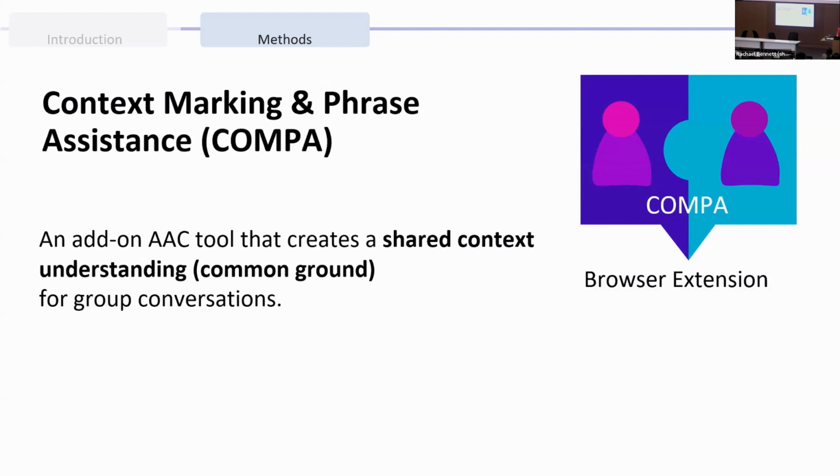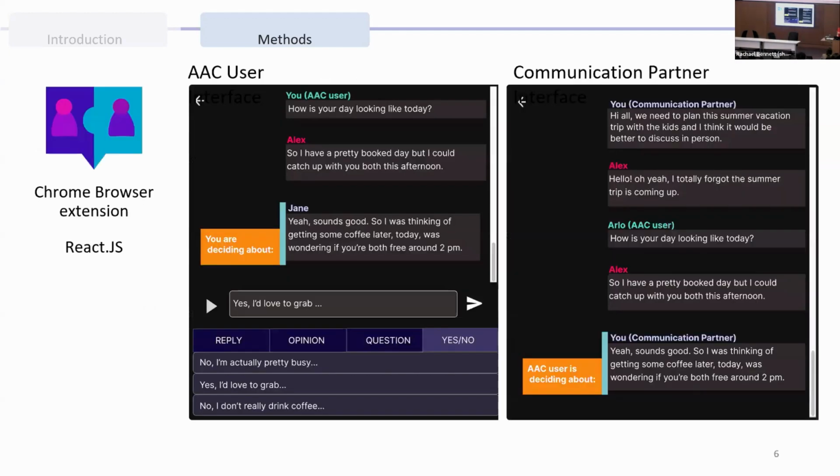COMPA is an add-on, a Google Chrome browser extension that supports Google Meet. And hopefully we can open it up for Zoom and more things. What it provides is a communication partner interface to the right, where communication partners are alerted of when an AAC user wants to speak, when they're typing, what their intent is, and what part of the conversation they're speaking to. And on the AAC user side, the AAC user can gather different starter phrases from the specific context they select that automatically get selected when they start typing.